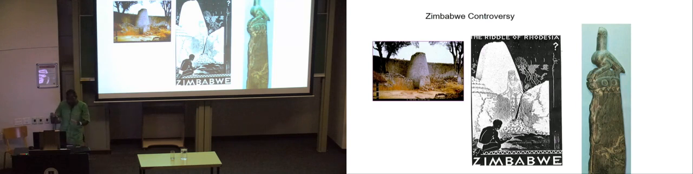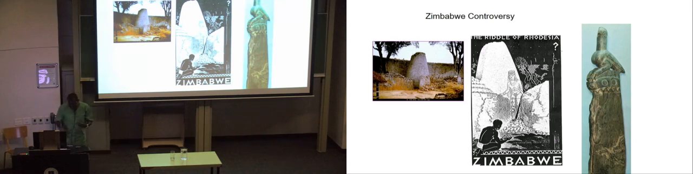So we must also place this Zimbabwe controversy within the context of events that were taking place. That was after the Berlin Congress of 1884-1885. In 1890, we see Cecil John Rhodes interested in establishing a colony in this area. So by 1893, Southern Rhodesia was a colony courtesy of the British South Africa Company. So Cecil John Rhodes actually sponsored Theodore Bent and Richard Hall to perform investigations at the site.